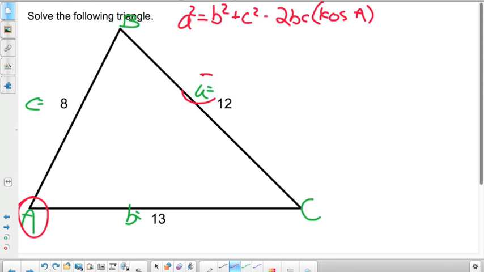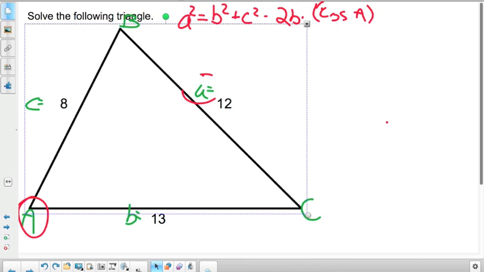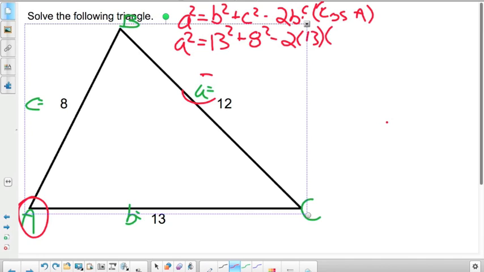So now it's just an exercise in plugging in our numbers. Is it 2B or 2BC? 2BC, the C got erased. So B is 13, C is 8. Minus 2 times 13 times 8 times cos of A. Yeah, we're trying to find capital A.